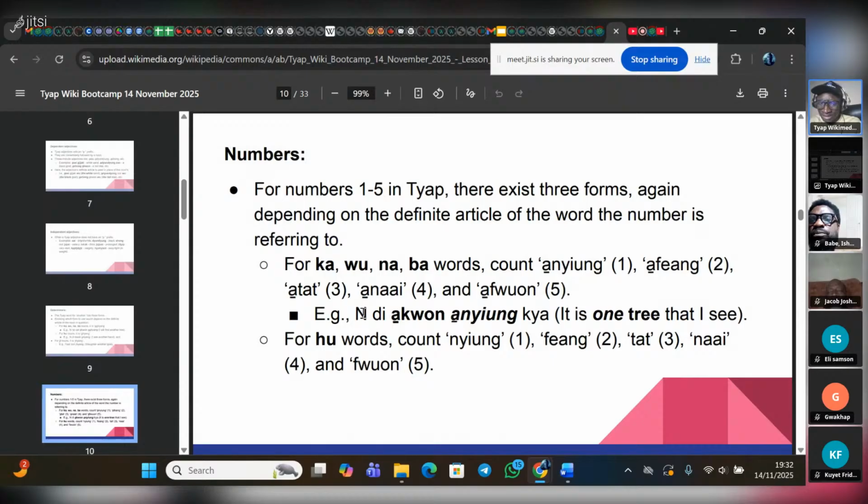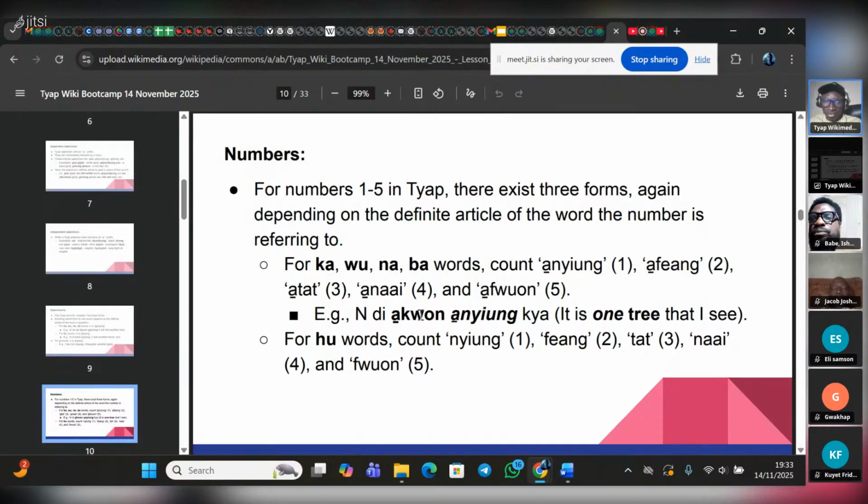And we have an example here. The example says, Ndi akwana nyunkia. It is one tree that I see. Upon a new is one tree. So you may be confused about this explanation, but when you see the example, it makes it better.